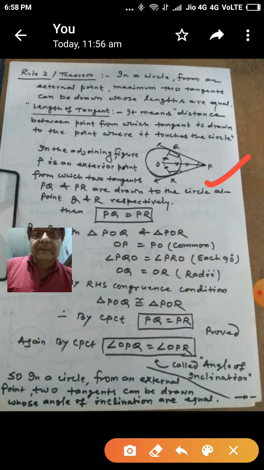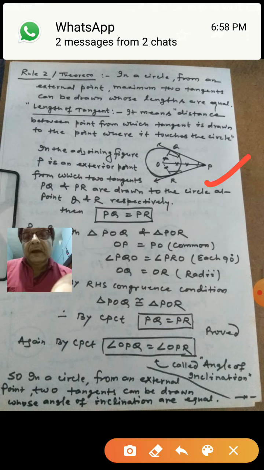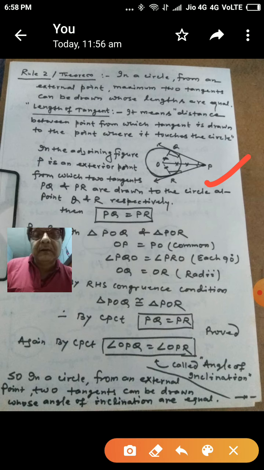For this, we join OQ and OR, also OP. Then we will have two triangles, that is OQP and ORP. So let us take these two triangles and try to make them congruent by any suitable conditions here. In triangles POQ and POR, OQ equal to OR, radii being radii, since radii of the circle are equal. Another is angle OQP is equal to angle ORP, each 90 degrees, as we have seen in rule first, that radius through the point of contact and tangent are perpendicular. So these two angles are 90 degrees, and OP equal to OP, which is the common side.